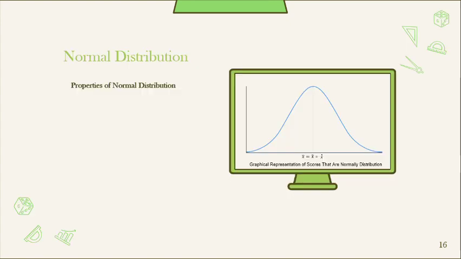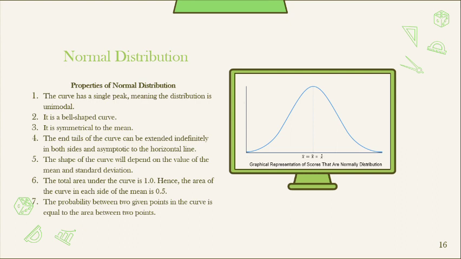Now, let's have the normal distribution. So, properties of normal distribution. By the way, ito po yung graph ng normal distribution. So, ang mean, ang median, and ang mode is equal. So, the curve has a single peak, meaning the distribution is unimodal. So, peak ito yung pinakatuktok, 'di ba? Isang curve lang siya, isang curve lang siya kaya siya unimodal. So, from the word uni, one lang siya.